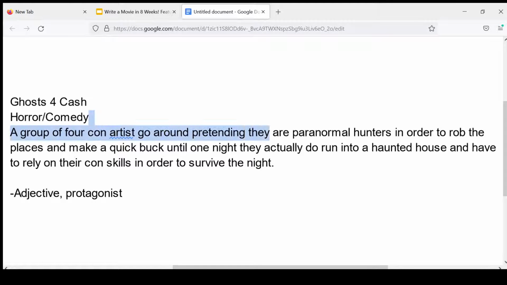So I like the idea they pretend they're paranormal hunters to go around and rob people until they run into a haunted house. The part that I'm tripping on is they have to rely on their con skills to survive the night. Are they conning the ghosts?